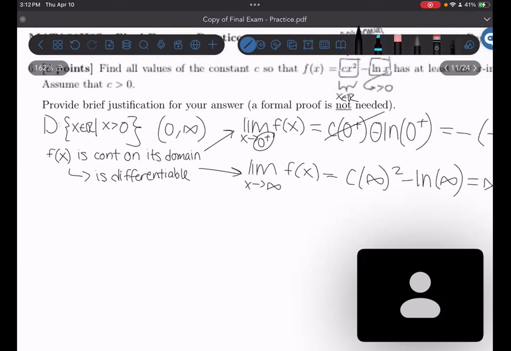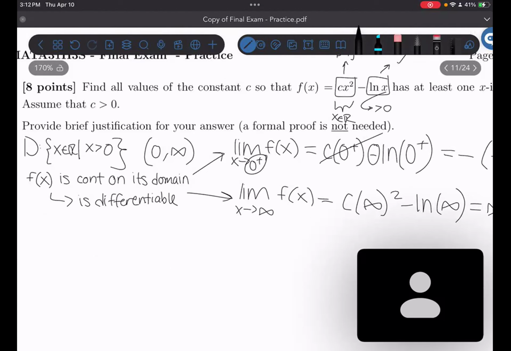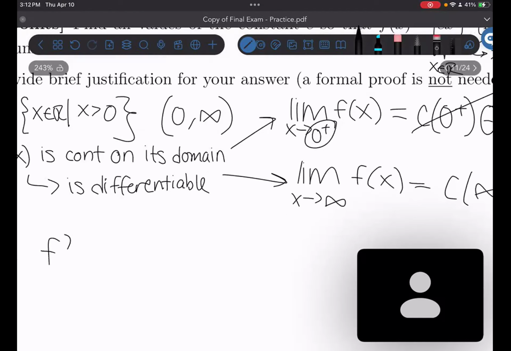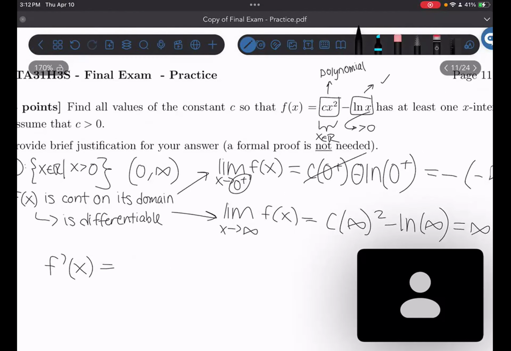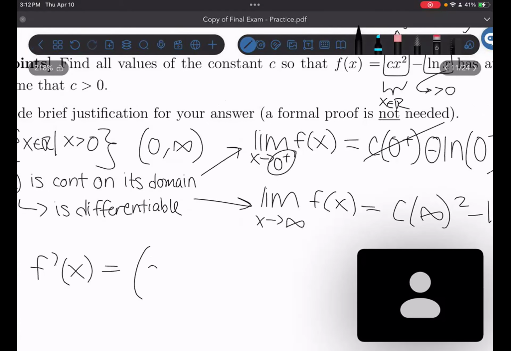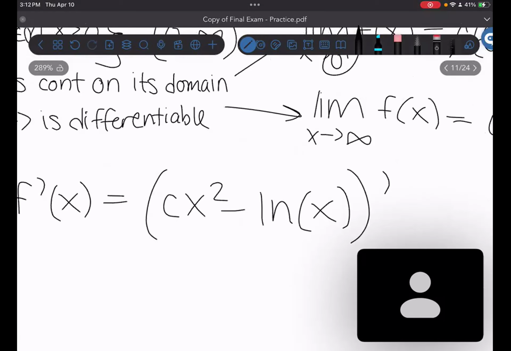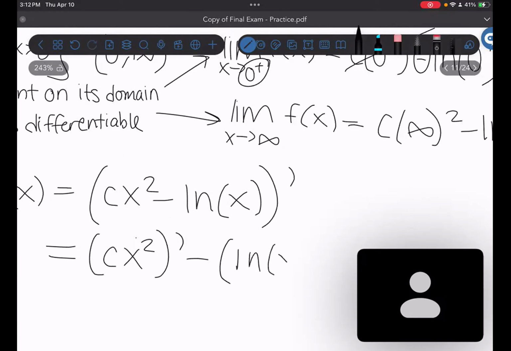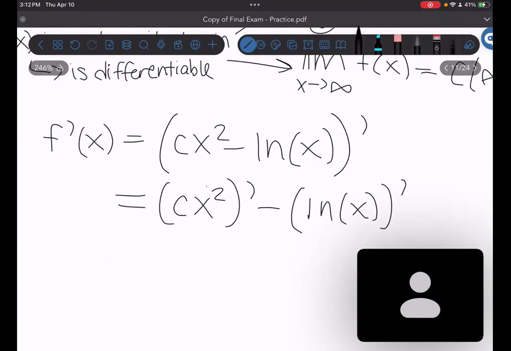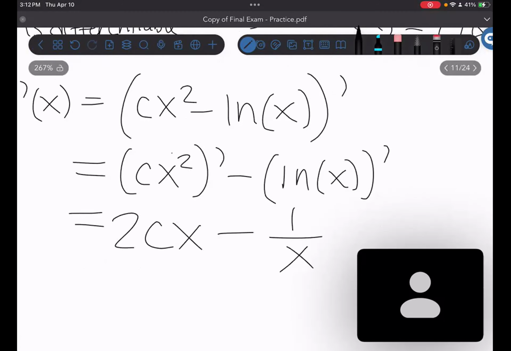Okay, so let's consider finding the first derivative of f. So f prime of x, just using our derivative rules, would be the derivative of this guy minus the derivative of this guy, and that would just be 2cx minus 1 over x.